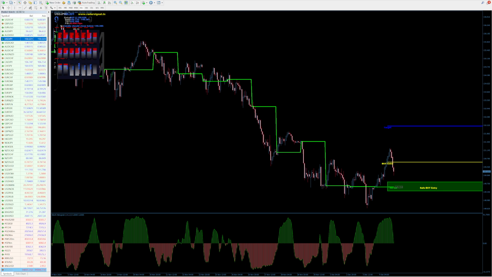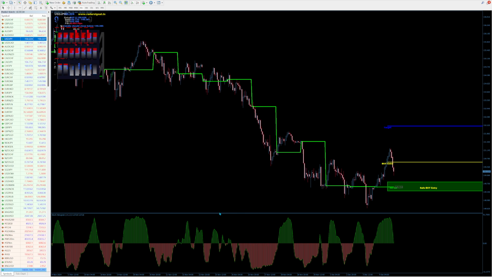So this is a manual trading system which you can use in the MetaTrader platform. I'm using the MT4 trading platform here. This is a US dollar Japanese yen 1 hour chart. You can see the different elements of the radar system here.